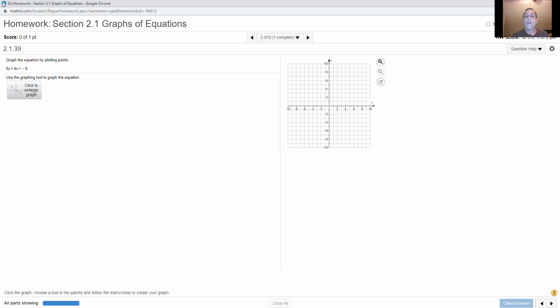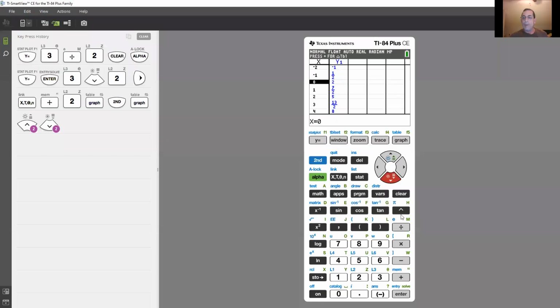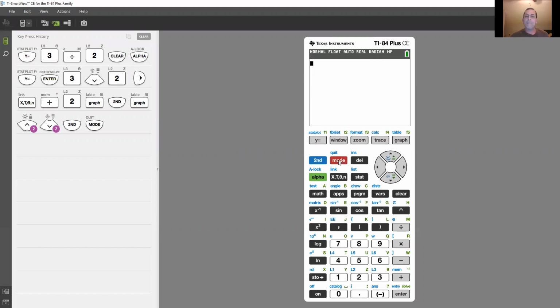So let's go back to the calculator. So let me go back to my calculator screen. Now, I'm going to clear my calculator and I'm going to quit this so I can go back home. So I hit the second button and then the mode button, and that lets me quit that screen. Now, I need to go to y equals, and I'm going to clear this out by hitting clear.